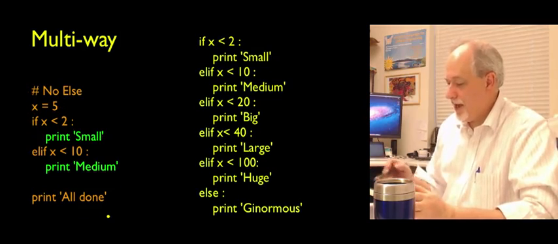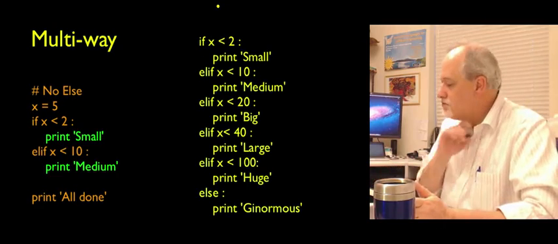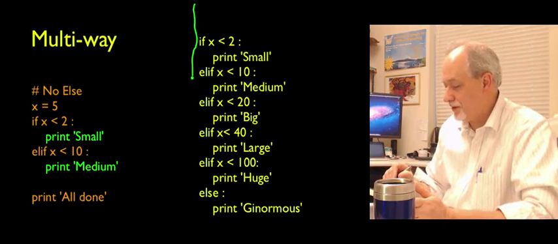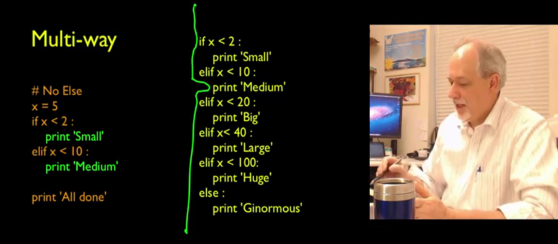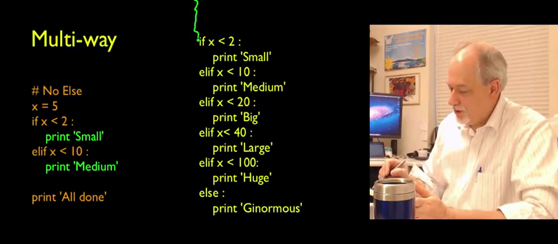You can also have many elifs. It checks this one. If it's true, it runs the first one. If it's false, it checks this one. If that's true, it runs this one. And then it skips the rest. So the way to think about this is it just goes through and checks this one: false, false, false.